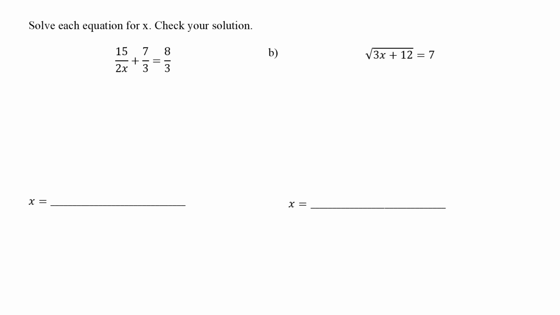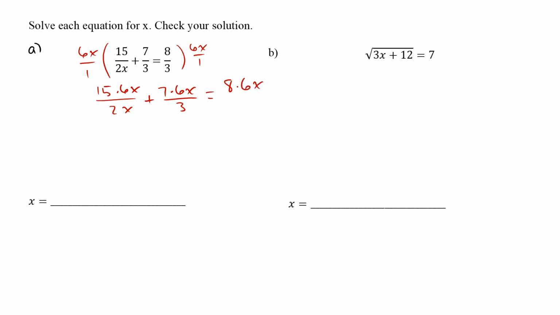So two parts, there's an A and a B. I don't know why the A didn't print here, but let's start with part A. As I look at this, I can say, oh, it's got some fractions, and I can pretty easily get rid of those fractions. So I am going to choose to multiply both sides of this equation by 6x over 1. I'm going to multiply both sides by 6x, and push that factor of 6x all the way through across the equation. So I'm going to have 15 times 6x over 2 times x plus 7 times 6 times x over 3, and then that's going to equal 8 times 6 times x over 3.